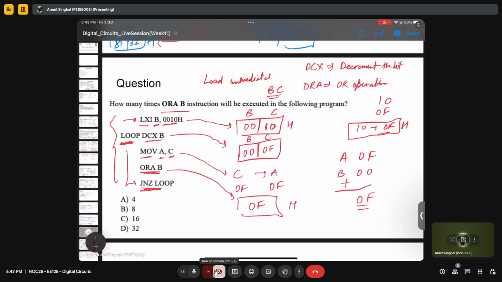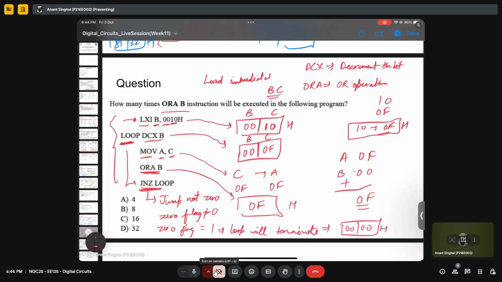Now the loop says JNZ. If you already know, JNZ is nothing but jump if not zero. Basically this means whenever your zero flag is not equal to 0, the loop will continue till then. Whenever your zero flag becomes equal to 1, the loop will terminate. So basically it will terminate when all the contents become 0000. Are you able to understand this?